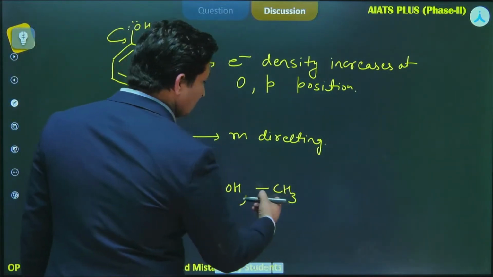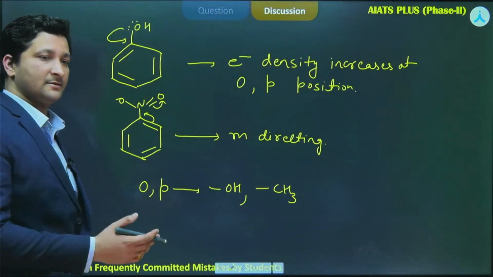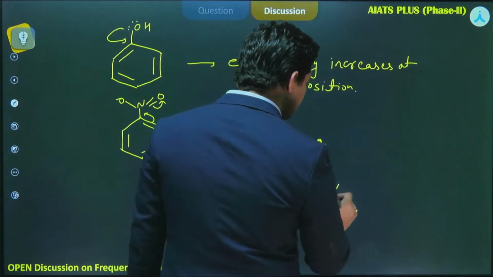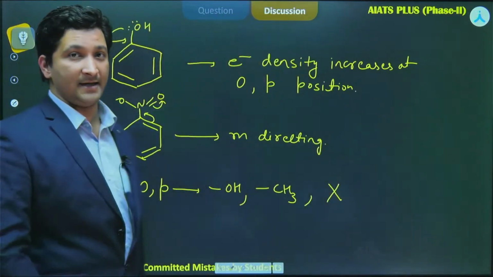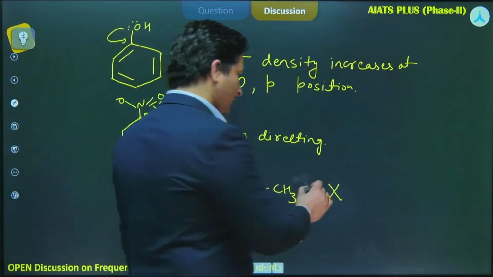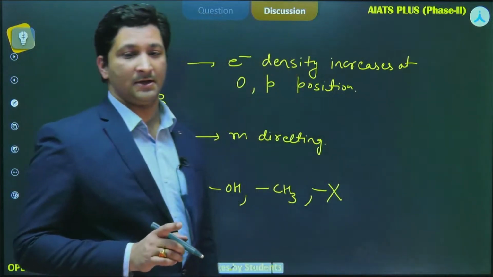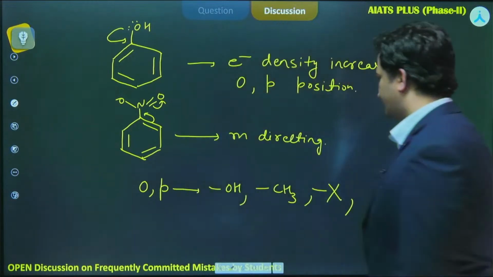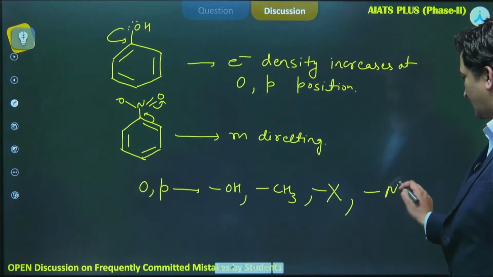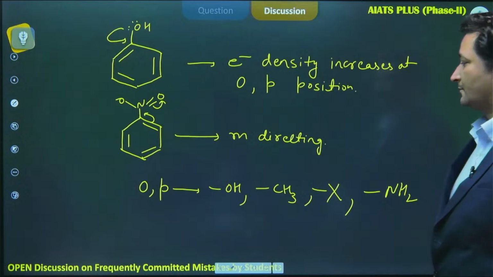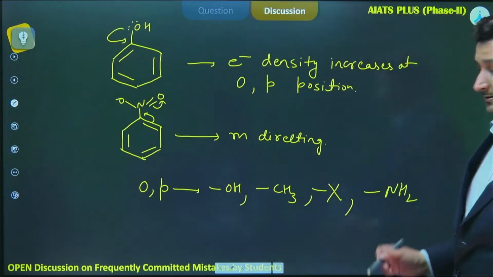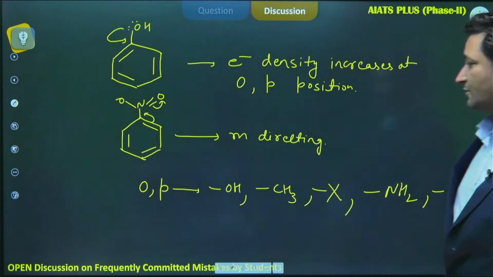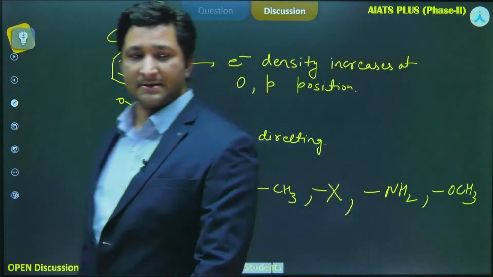CH3. Now see, they have single bonds, so still they have tendency to donate electrons. CH3 is there. Halogens are there. Halogens are slightly deactivating in nature, but they have lone pair of electrons, so they are also ortho-para directing. Then NH2 is also there. OCH3 again, this will also be ortho-para directing. Yes or no? Because oxygen has lone pair present on it.